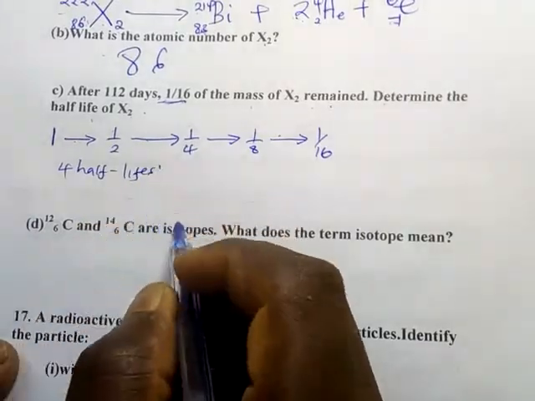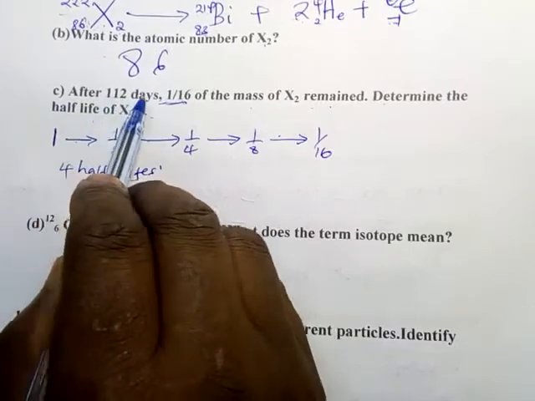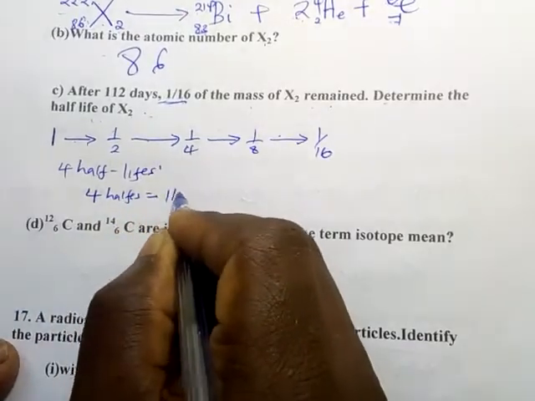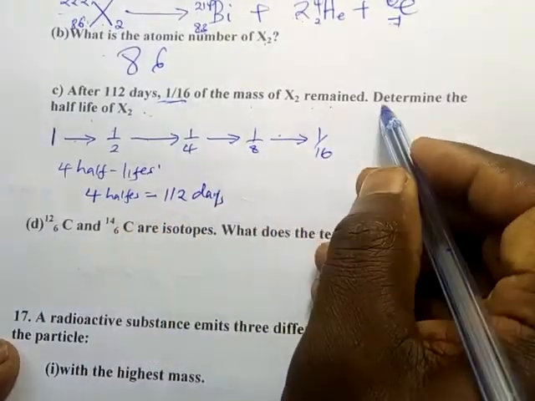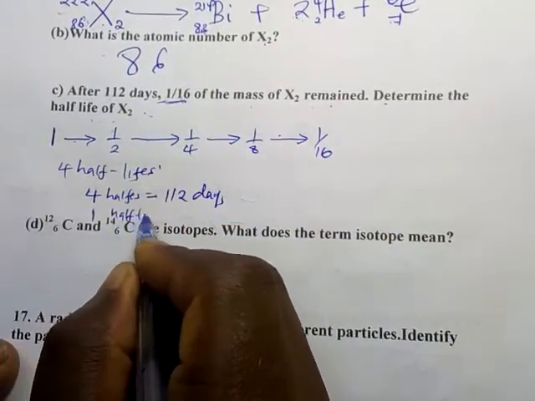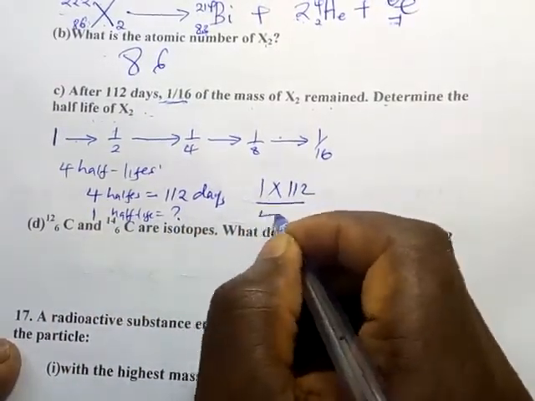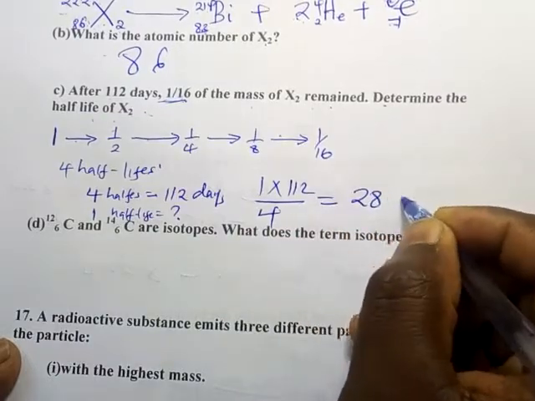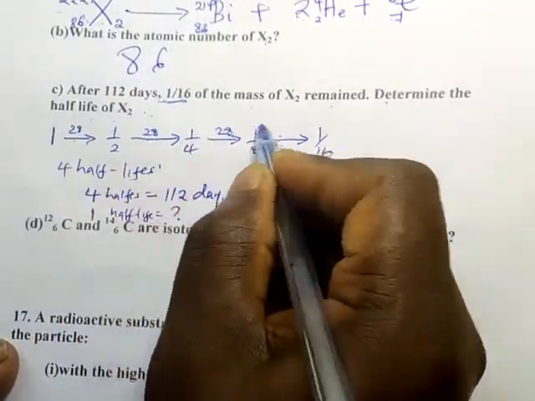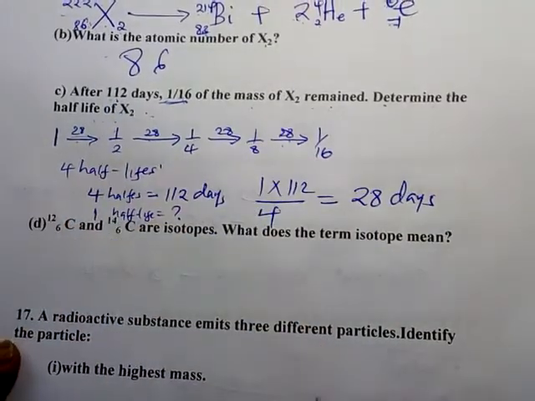But we know that the whole decay takes 112 days. So we can say that the 4 half-lives take 112 days. The question is asking, determine the half-life, 1 half-life. So 1 half-life equals 112 divided by 4, and this gives us 28 days. So 1 half-life is 28 days. 28, 28, 28, 28. When you add them, they should give you 112 days in total.